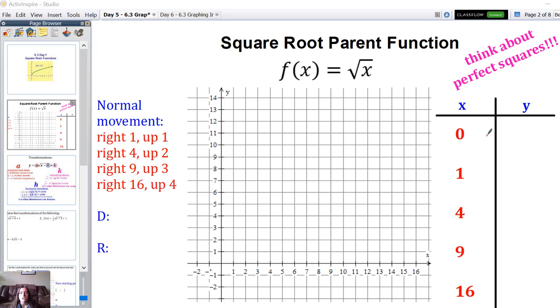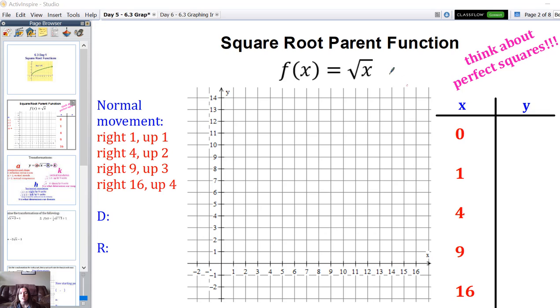So let's start by just thinking about our perfect squares, because we're going to be taking the square root of a whole bunch of stuff. Well, we can take the square root of 0, that's just 0. The square root of 1 is 1. Then our next perfect square would be 4, because the square root of 4 is 2. Then 9, square root of 9 is 3. Then 16, we could go into 25, 36, 49, 64, and so on and so on.